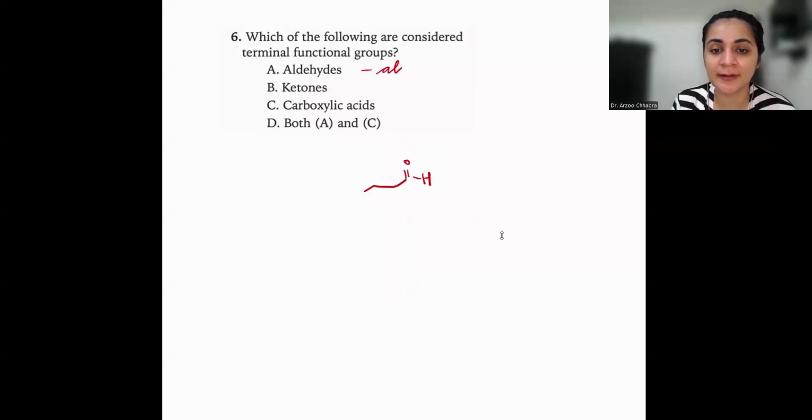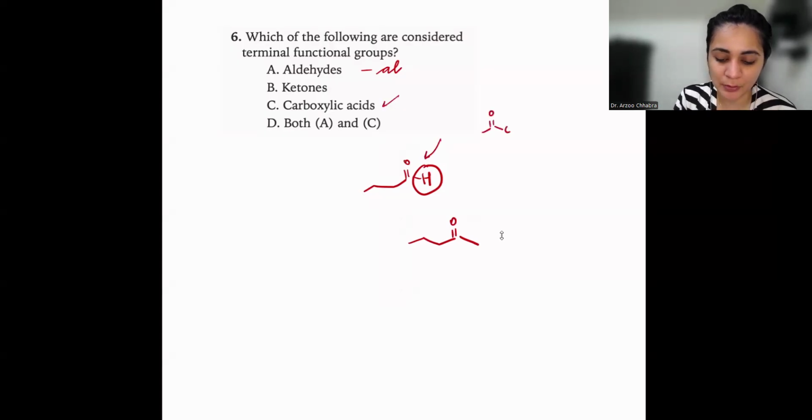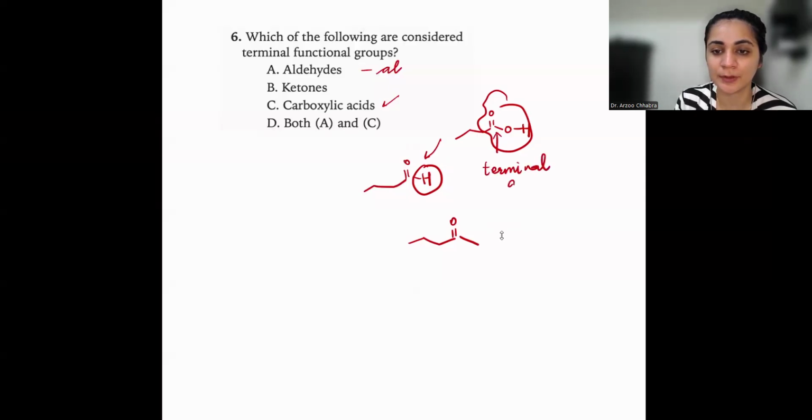You cannot have an aldehyde in the center and not on the terminal carbon, because then it actually becomes a ketone. The aldehyde hydrogen has to be there, and that is only possible if the C double bond O is the terminal functional group. Same with carboxylic acid, which is C double bond O, OH. The entire group can only exist when the carboxylic acid group is the terminal functional group.